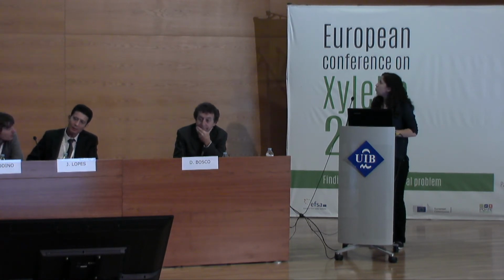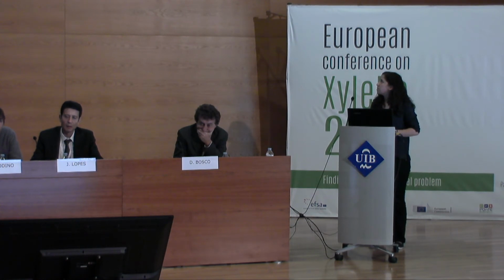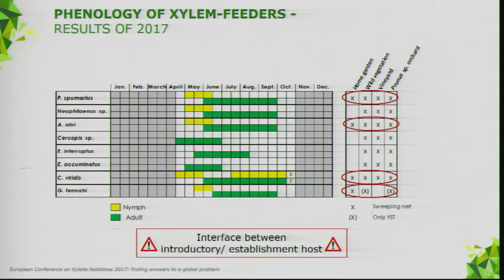And important for you is that we had 4 species which were present in the home garden, which means they could be an interface from the introductory host to the establishment host. And these are species like Philaenus spumarius, Aphrophora alni, as well as Xylella viridis and Graphocephala fennahi.